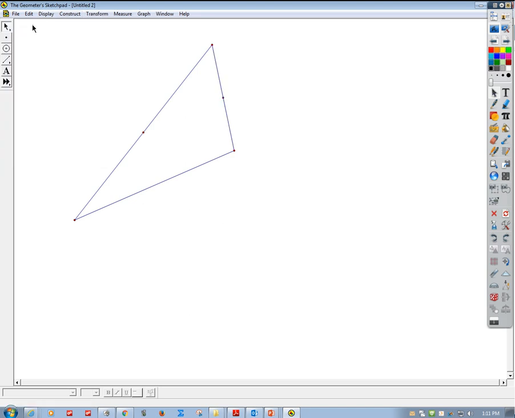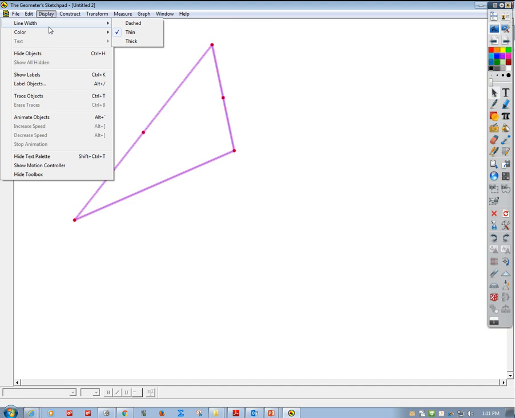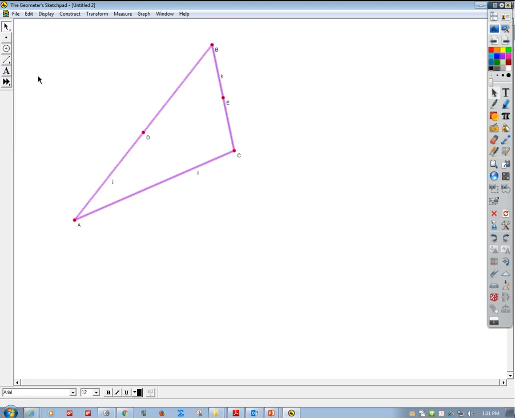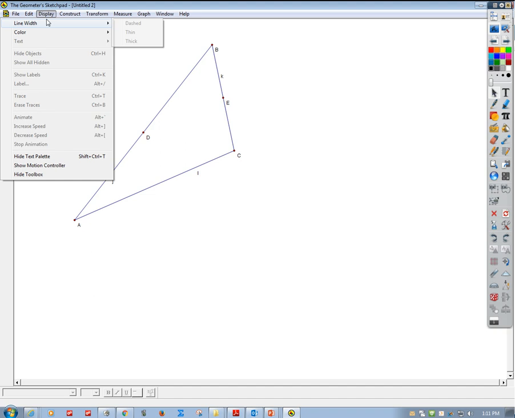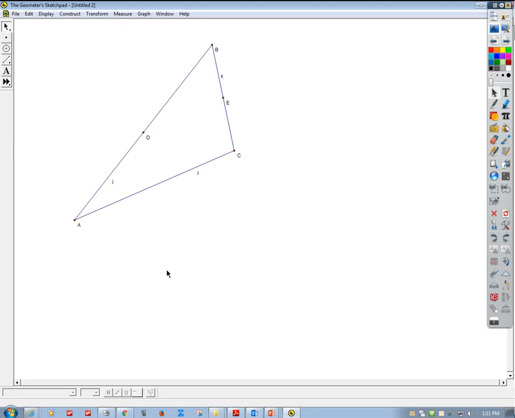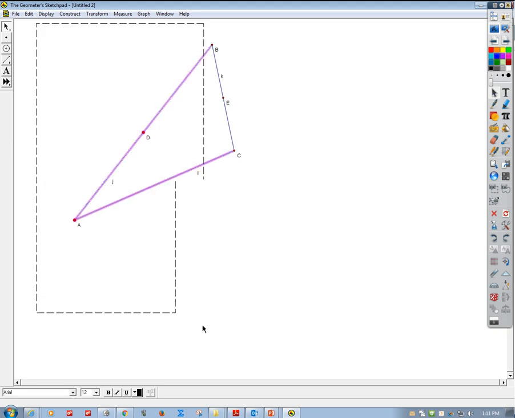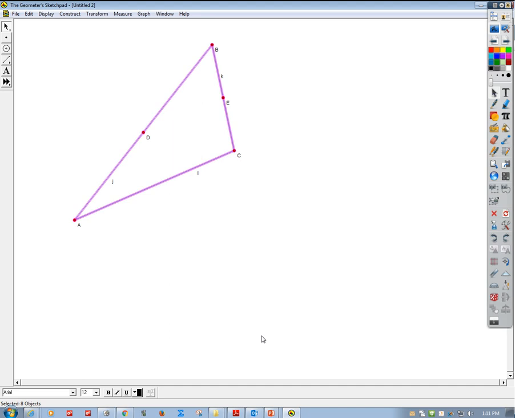And I'm going to label all these. How do I do that? Display, show labels, there we go. I don't want to label everything, it turns out. Just want to label some things.